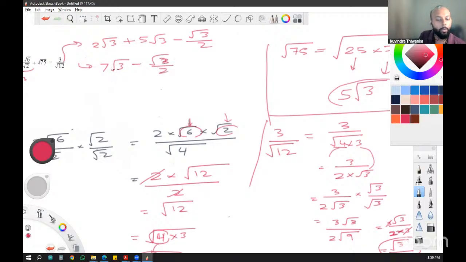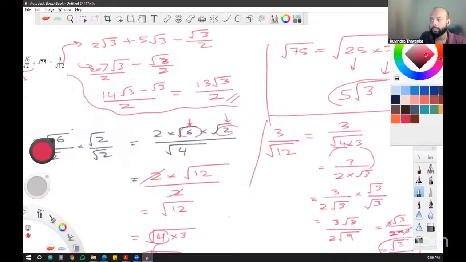If I make this a common denominator, I need to multiply by 2, right? So 7 times 2 makes 14 root 3 minus root 3, divided by 2. Root 3 actually is 1 times root 3, no? That means you have to subtract 14 minus 1. That will give you 13 root 3 divided by 2. And this is our final answer.